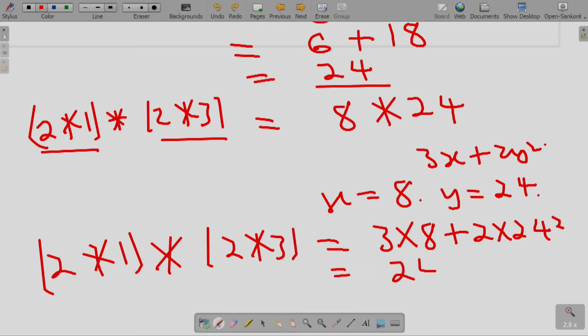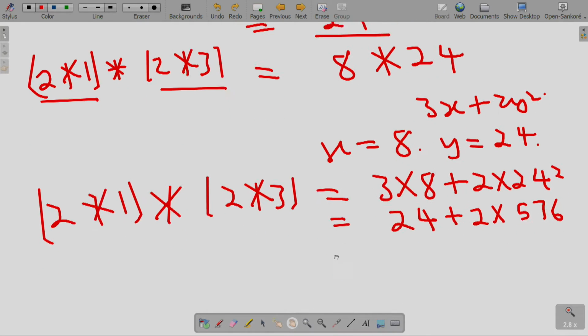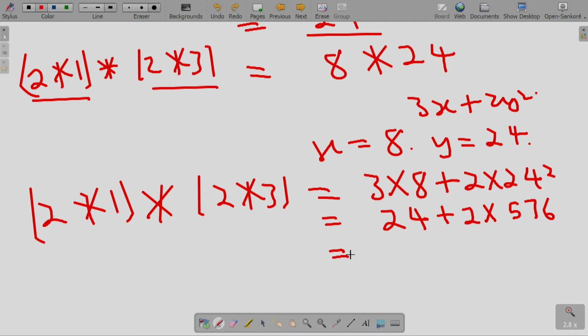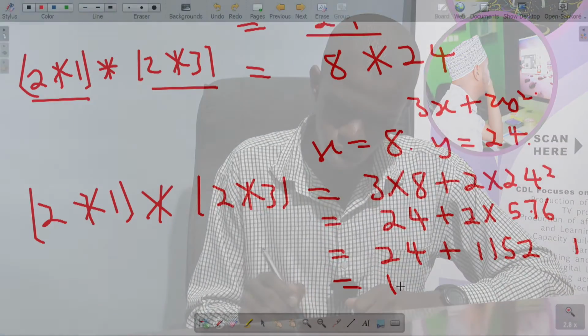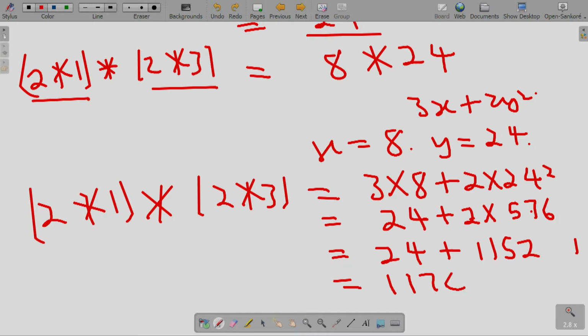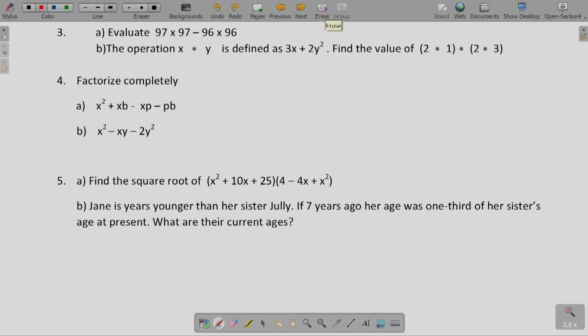So this is equal to 24 plus 2 times 576. So here you have 24 plus 2 times 6, we get 12. 2 times 7, we get 14. 2 times 5, we get 10. And the final answer is 1176. Let's now move to the next question.